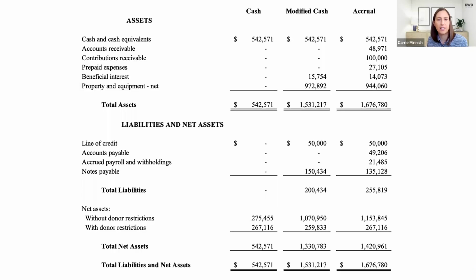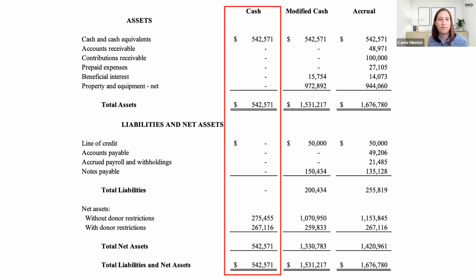And the next slide goes into more detail and gives you an example. Now, this is only the statement of financial position, your balance sheet. It doesn't show any income or expenses. But as you can see, the first column here is on the cash basis. So if this organization followed the cash basis, all we would show is cash.